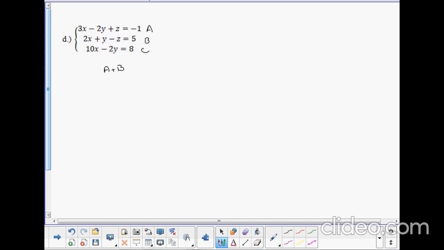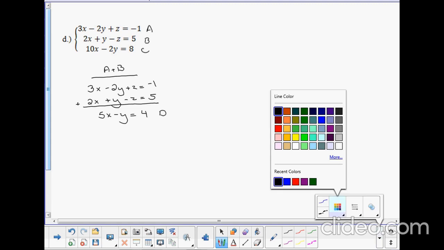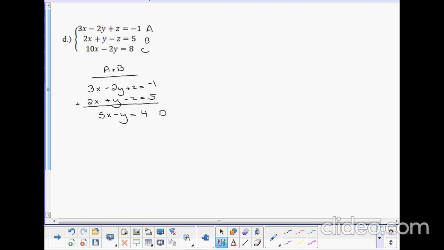All I have to do is add A to B. So A is 3x minus 2y plus z equal to -1. And B is 2x plus y minus z equal to 5. The z's already have opposite coefficients. So if I add these together, that's going to give me 5x minus y equal to 4. So now I have an equation here. Let's label this one D. And an equation C that are both linear with two variables. So I'm going to put them together.